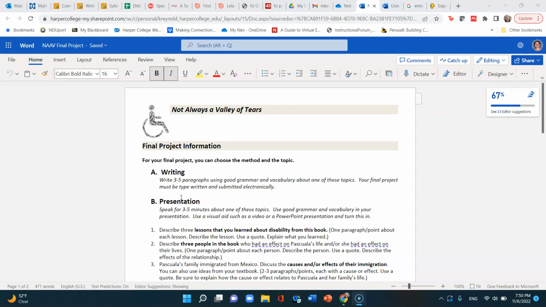If you don't want to do an essay, you could do a presentation. If you do a presentation, you will speak for 3 to 5 minutes about one of the topics. You will use good grammar and vocabulary in your presentation, and you will use a visual aid such as a video or a PowerPoint presentation and turn it in. So you first make this choice of whether you would rather do writing or presentation.